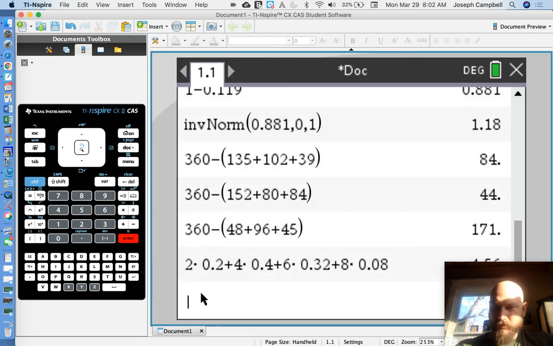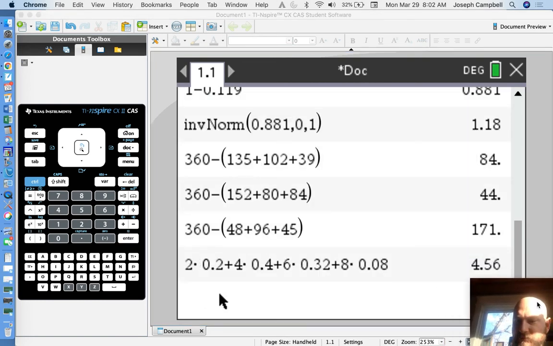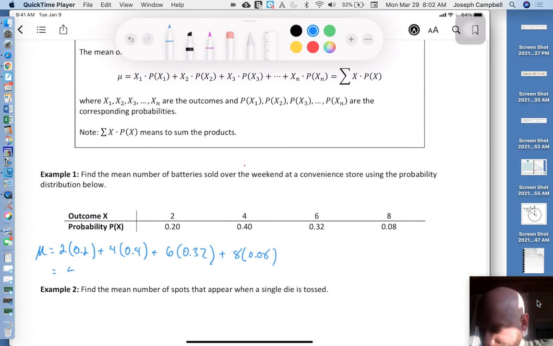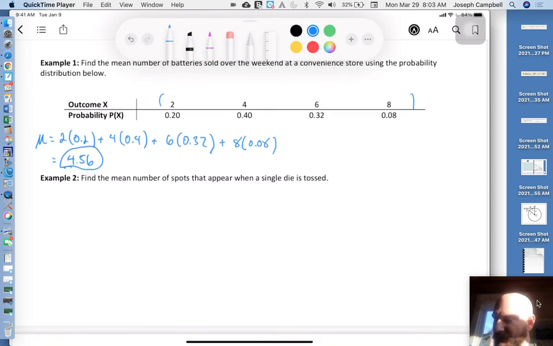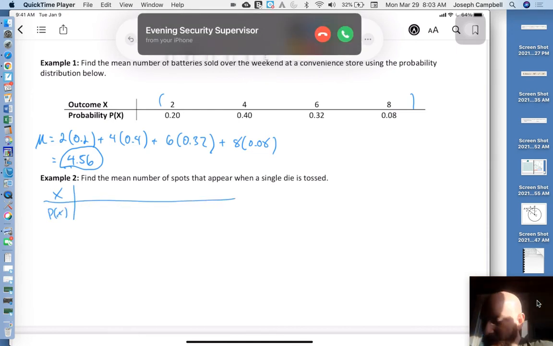All right. Oop, my face is covering the answer. That's 4.56. That's my mean. Stop for a moment, make sure that calculation looks reasonable. It is within my range, so it's kind of right in the middle. Looks reasonable enough to me. Find the mean number of spots that appear when a single die is tossed. So that's kind of an interesting way of phrasing it. Let's go ahead and produce ourselves our own table. We can do this from our head.